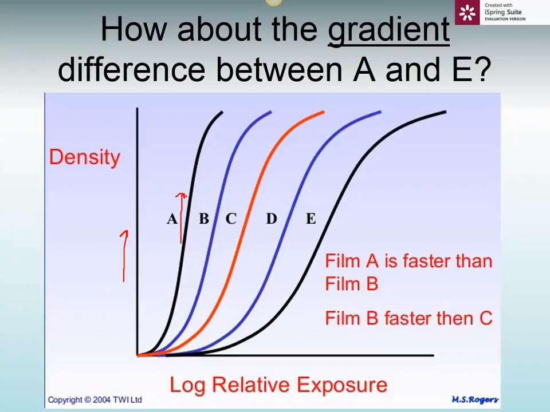If you compare A over here to E, this one here is going at an angle like this, whereas A is going straight up. The gradient between the two of them is different. Therefore, you have a higher contrast film with A than you do with E. Now, I'm not saying that A isn't faster than E, because it is, okay? But the fact of the matter is that the contrast properties are different too.